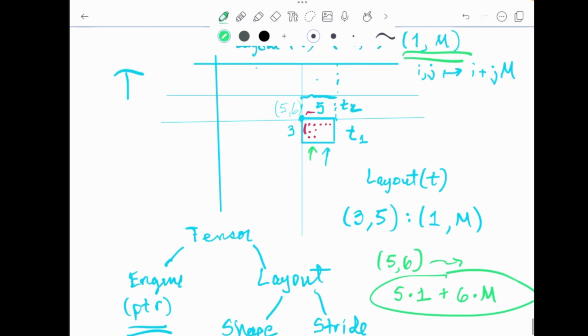So the point, just to sum up what I just said, a subtile has the same stride but a different shape and a different base pointer, because, like in C pointer arithmetic, we would say that the base pointer of t sub 1 is offset from the original pointer by this amount.